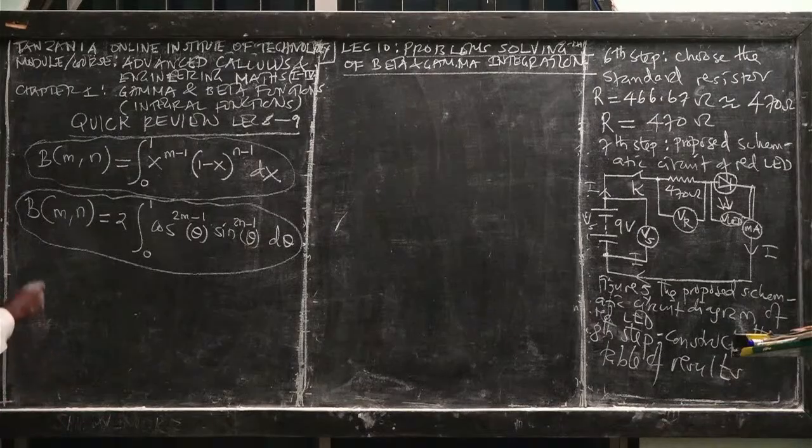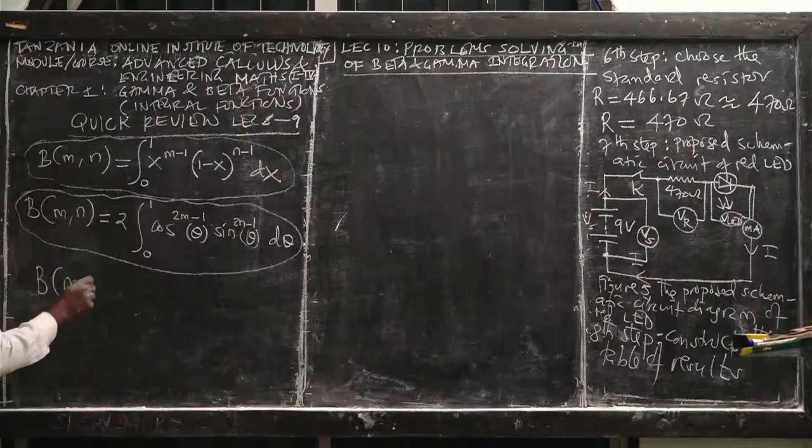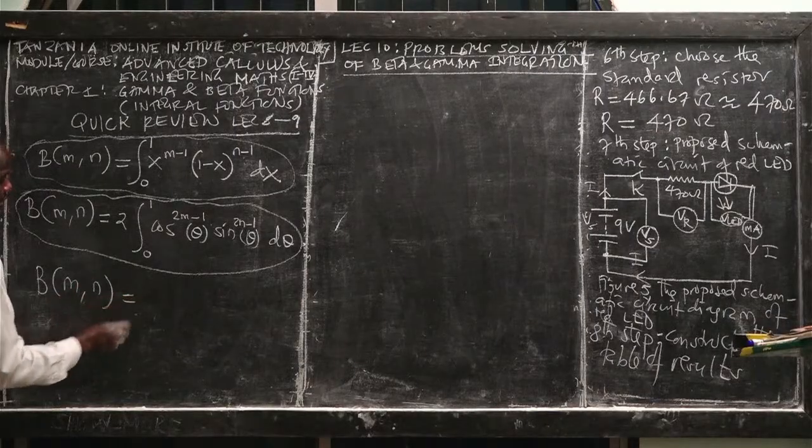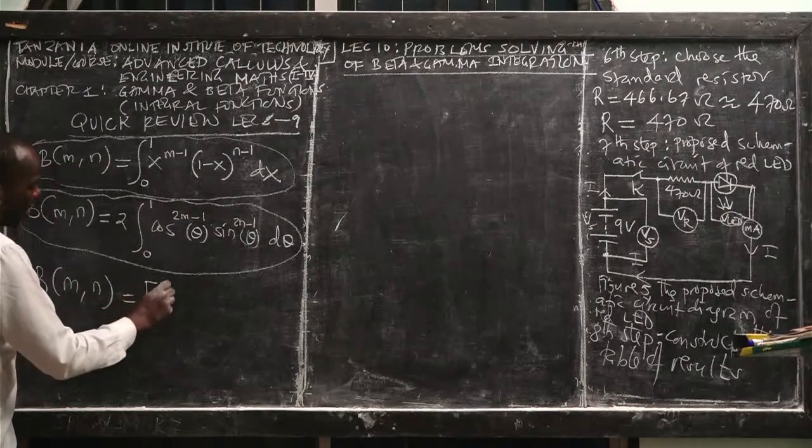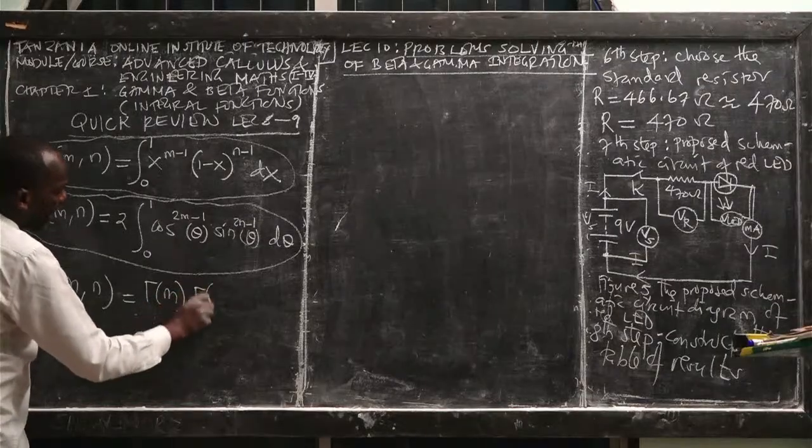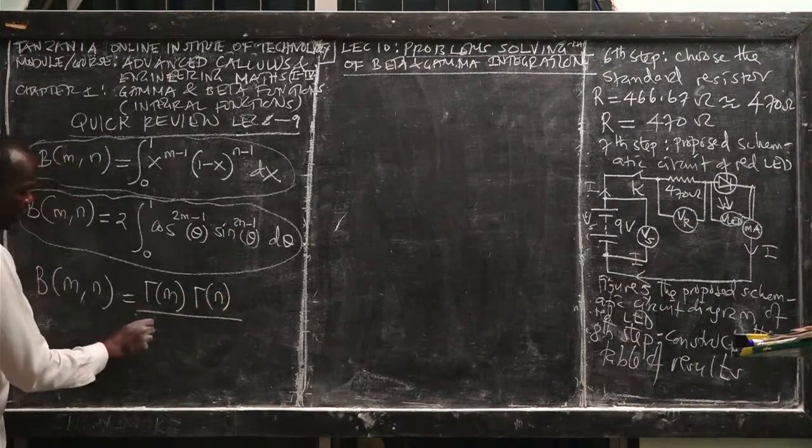Then the third formula is a formula that relates beta and gamma. So beta of m comma n is equal to gamma of m multiplied by gamma of n divided by gamma of m plus n.